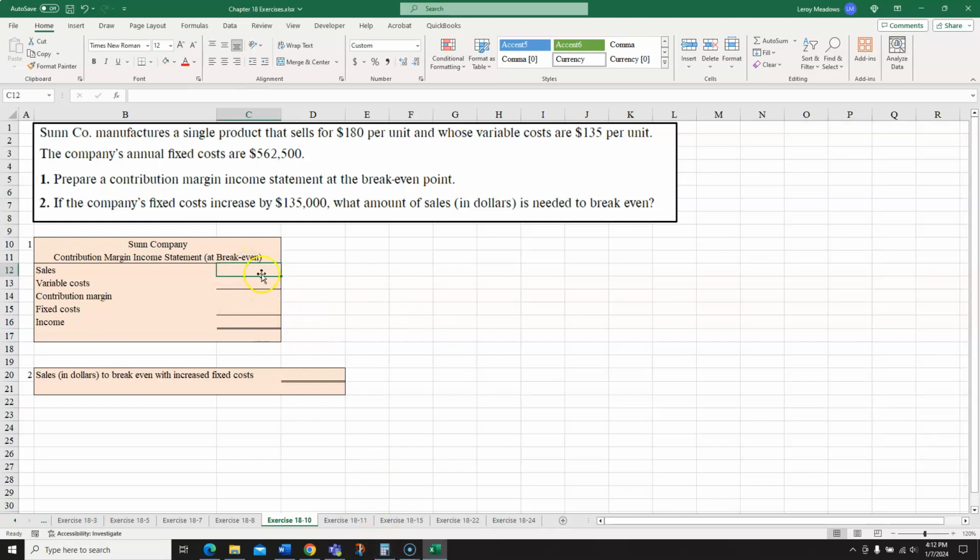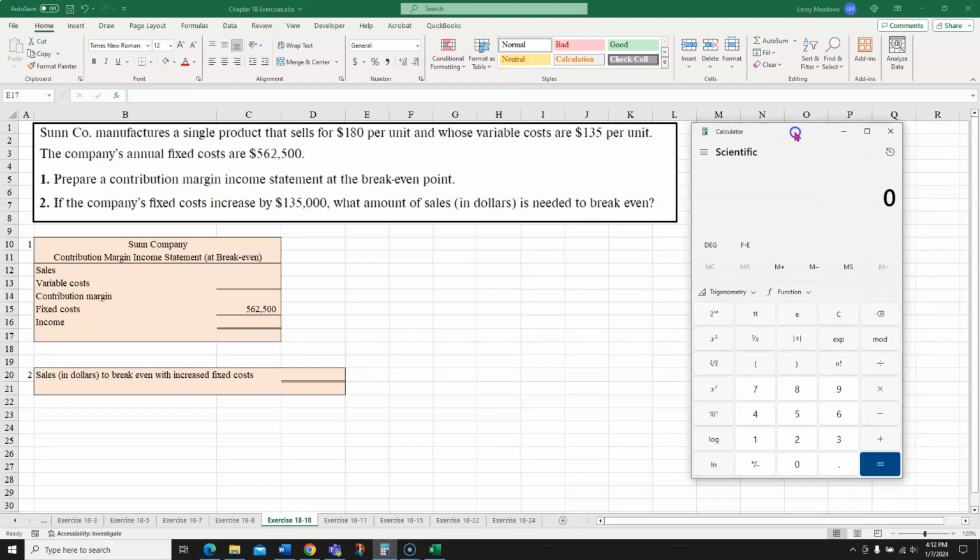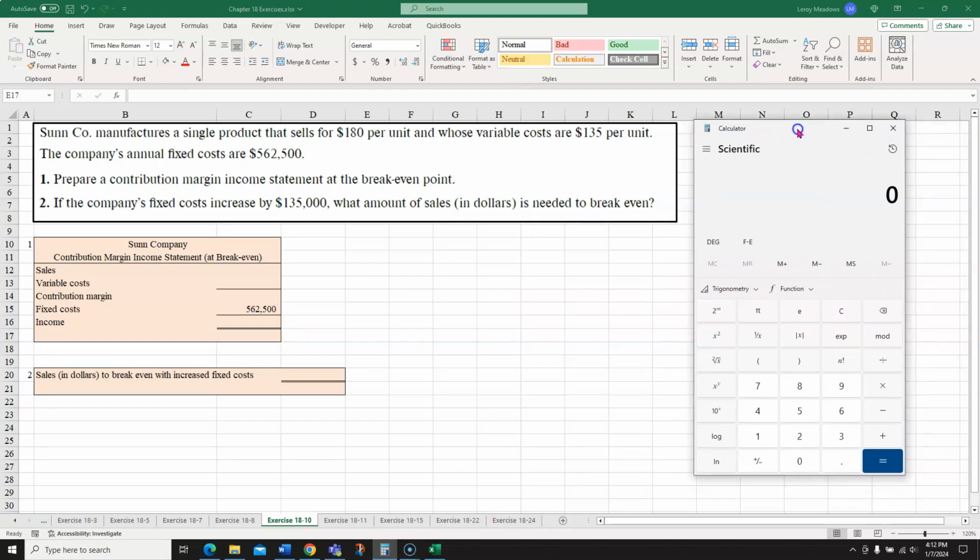Well, we can't really do that first. Now I will plug in my fixed costs here, $562,500. Now, in order to get how many units I'm going to need to sell, because I have my sales price per unit and my variable cost per unit, I need to know how many units I'm going to sell in order to do this. So I need to find out the break-even point.